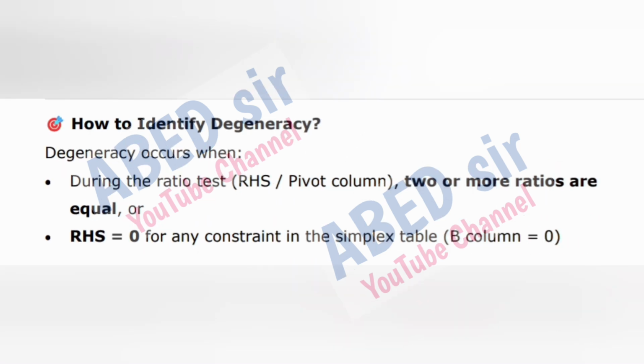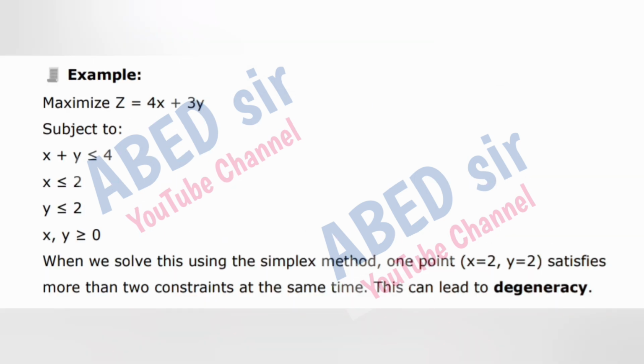How to identify degeneracy? Degeneracy occurs when during the ratio test, RHS divided by pivot column, two or more ratios are equal, or RHS is equal to 0 for any constraint in the Simplex table, b column is equal to 0. Example. Maximize Z is equal to 4x plus 3y, subject to x plus y less than or equal to 4, x less than or equal to 2, y less than or equal to 2, x, y greater than or equal to 0.